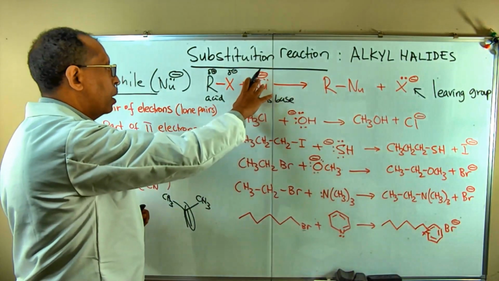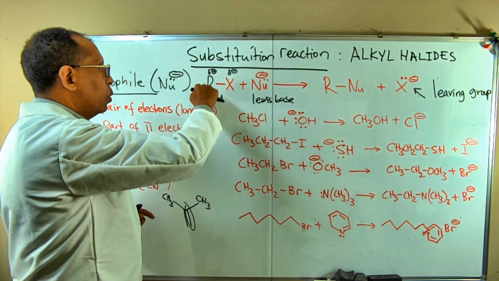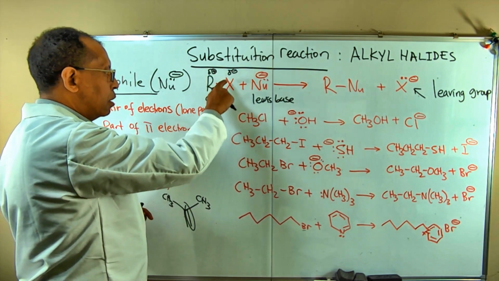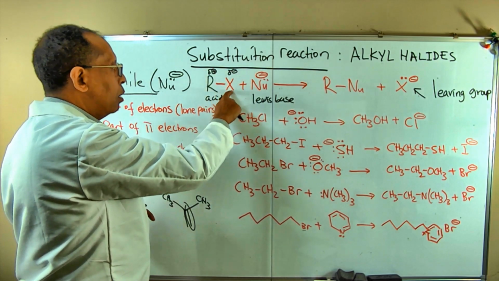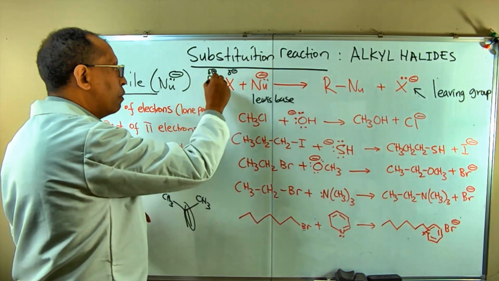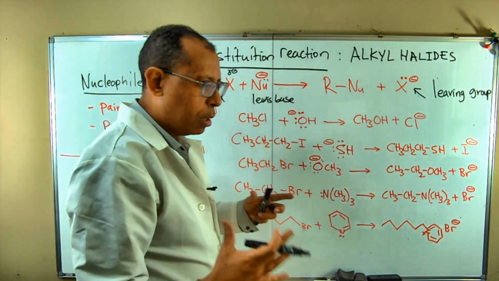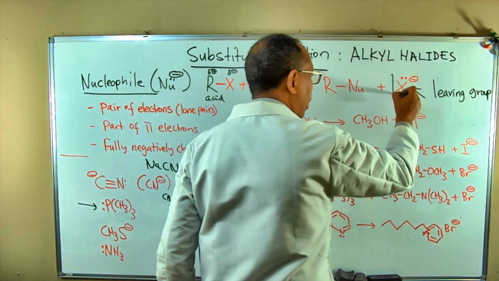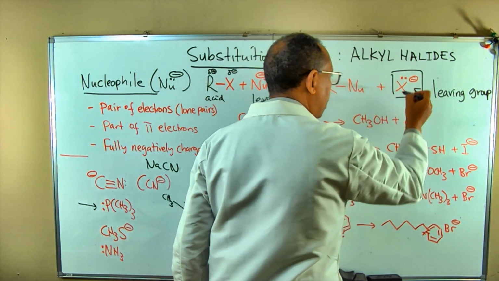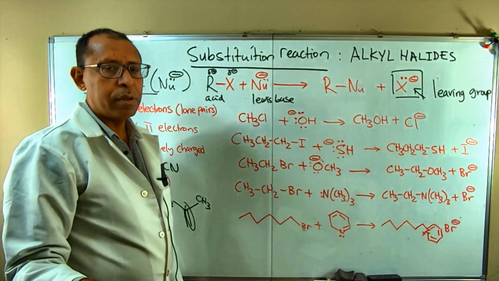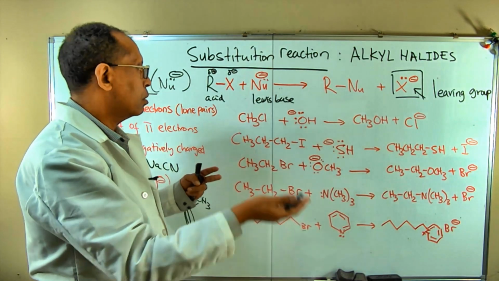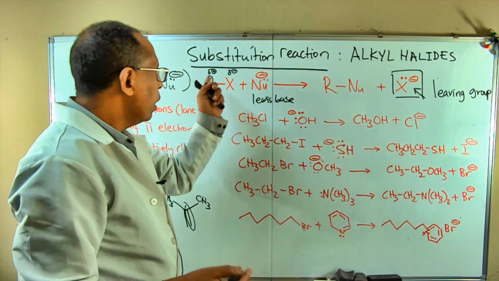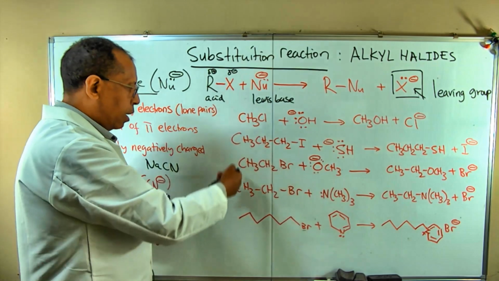So a nucleophile with a pair of electrons would interact with the electrophilic carbon because the carbon-halogen bond is a polar bond. Most of the electrons are withdrawn or carried by the leaving group. So obviously, this is also an important counterpart to consider: how easily that leaving group departs or breaks away is an important factor in the substitution reaction.